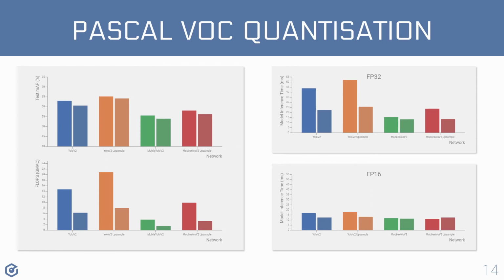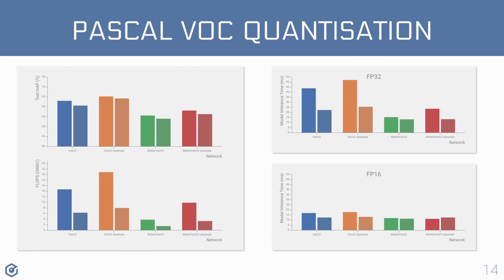And so at the end, our fastest network on the Pascal VOC data is the mobile YOLO v2, and it's capable of handling an image stream of 60 frames per second once we add the time of post-processing as well. And the images are 416 by 416.